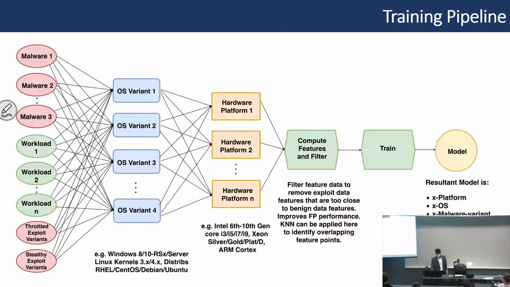So, okay, this is our training pipeline. This is the final goal, what we envision, what we are going to do. So we will have a bunch of malware and a bunch of benign programs, which we refer to as workloads. We'll train on various OS variants and various hardware platforms. And this pipeline will then create the model, which is platform agnostic, OS agnostic, malware variant agnostic, and workload agnostic. And the last point we'll describe next, adversarial machine learning resilient.